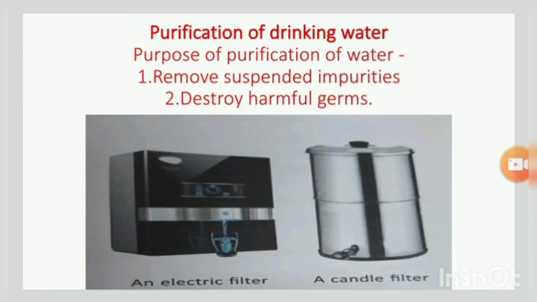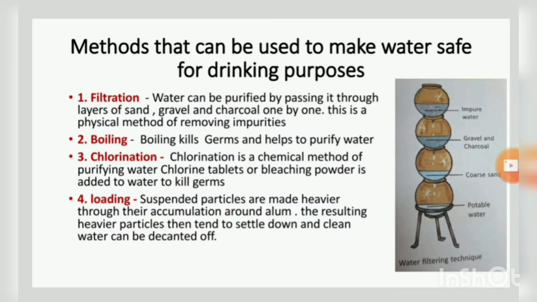The purification of drinking water is normally done in our houses by using an electrical filter or candle filter, just to make sure that it will remove the suspended impurities, as well as kill the harmful germs or bacteria. But in the villages and in the earlier times, when there were no filters, there was another method for filtration by using earthen pots.